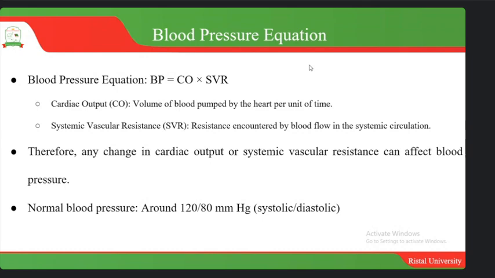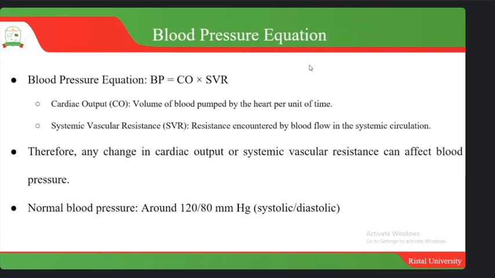So when you want to get the blood pressure, you get the cardiac output, that is the amount of blood that the heart pumps within that minute. Then you multiply it by the systemic vascular resistance, then you'll get the blood pressure. Therefore, any change in the cardiac output or systemic vascular resistance can affect the blood pressure.